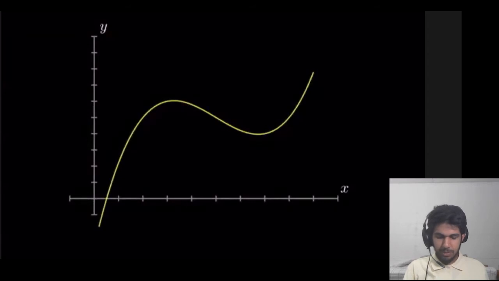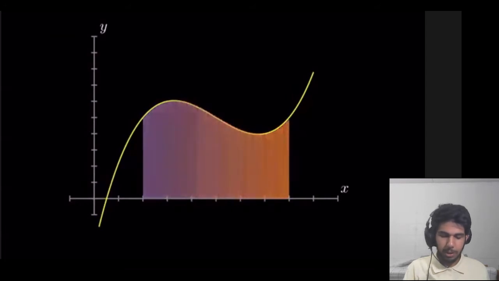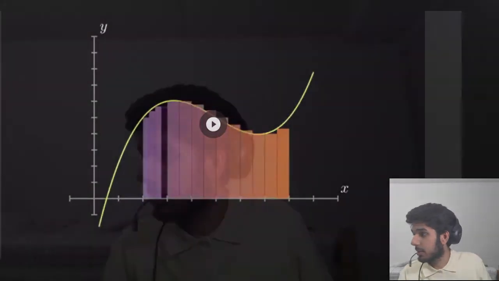So yeah, draw the function, have just a few rectangles, and then keep on splitting it up, and sure enough, we approximate the area very well. Wonderful. Let me just get back to where we were.